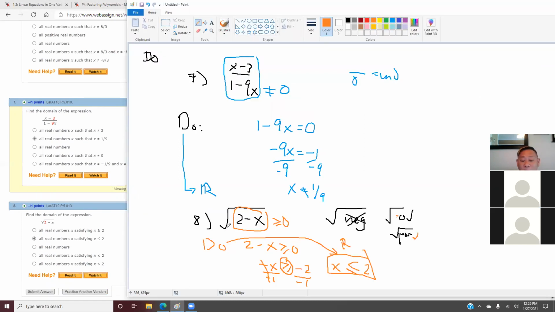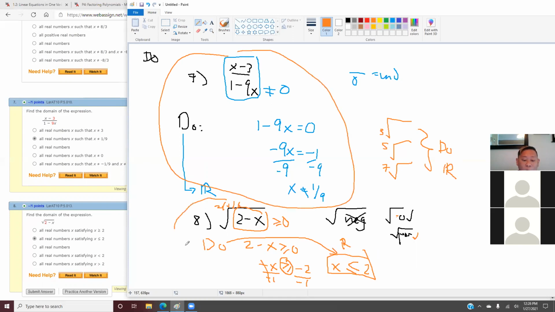This only happens when you have a square root. If you have a cube root, a fifth root or a 7th root, odd roots, then your domain is all real numbers. But if you have a square root, 4th root, 6th root, the even roots, then you have to perform this. Okay. So make sure you know the different types of domains that we have. One, the fraction domain, which is this type. One is the square root, which is this type. Cube root, fifth root is all real numbers. Any polynomial is all real numbers.